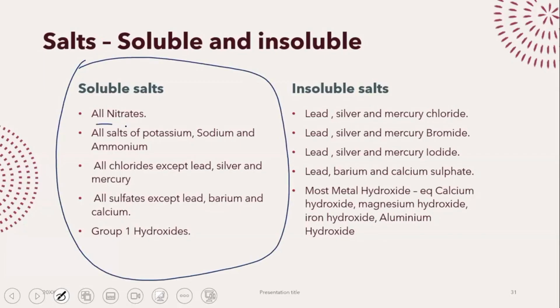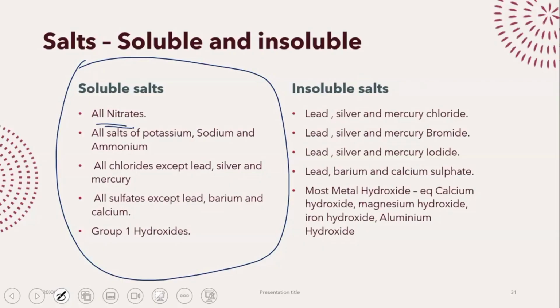For example, all nitrates are soluble. It doesn't matter if it is potassium, magnesium, ammonium, calcium, aluminium, iron, copper, zinc, chromium, manganese, doesn't matter. If it's a nitrate, it's soluble. We automatically learn this. Second rule, all salts of potassium, sodium, ammonium. If a salt has potassium, sodium, or ammonium, you do not need to look at anything else. It's automatically soluble. Sodium hydroxide, soluble.